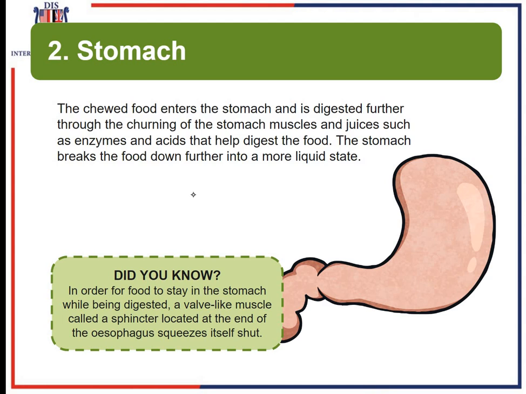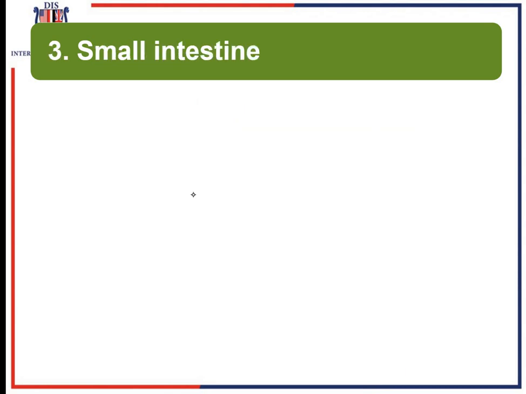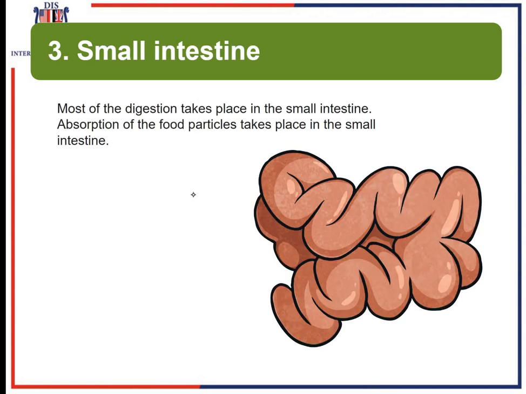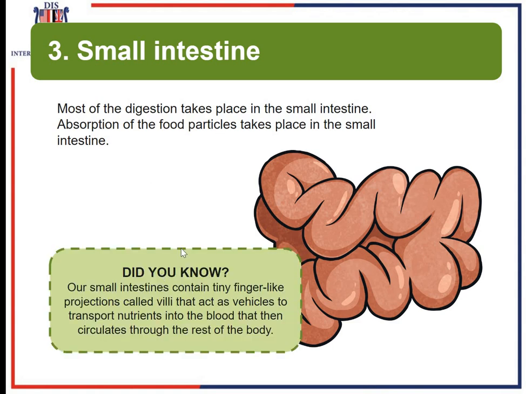After that, the food will reach my stomach. Inside my stomach, enzymes and acids are secreted, and the stomach breaks down the food with these acids and enzymes to a more liquid state. It will then pass to the small intestine. It's responsible for absorption. The main function of the small intestine is absorption. Absorption of food particles takes place in the small intestine.